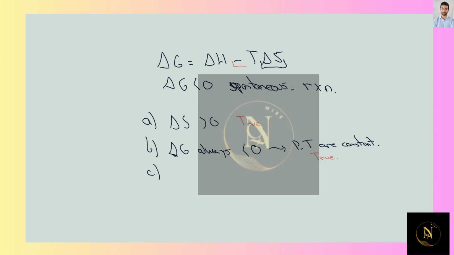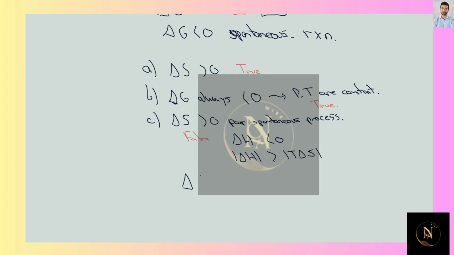Now for case C, we are told that delta S must be positive for a process to be spontaneous. And this statement is actually going to be false because, as you can see, the reaction can become spontaneous if delta H, first of all, is lower than zero, and secondly, the magnitude of delta H is larger than the magnitude of temperature times delta S. In that case, the value for delta G is going to be lower than zero, as you can verify easily, with the term minus T delta S.